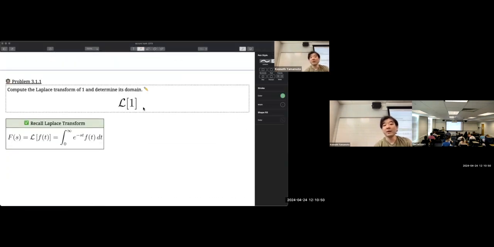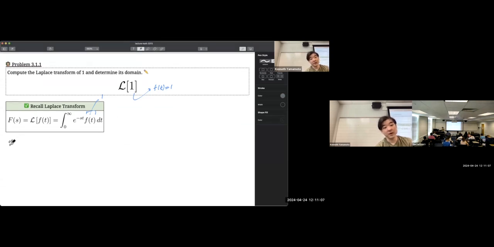So the Laplace transform of 1. In this case, my f of t is just equal to 1. So you're going to take the Laplace transform of 1. Using the definition, it's the integral from 0 to infinity of e to the negative st times 1, because that's our function, with respect to dt. So this is just taking the integral from 0 to infinity of e to the negative st dt.